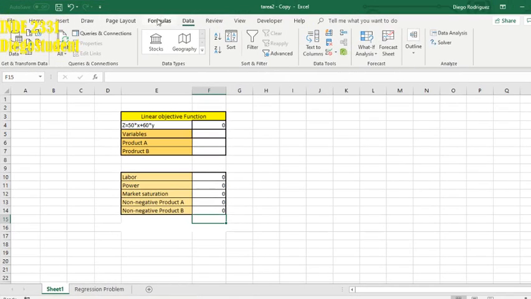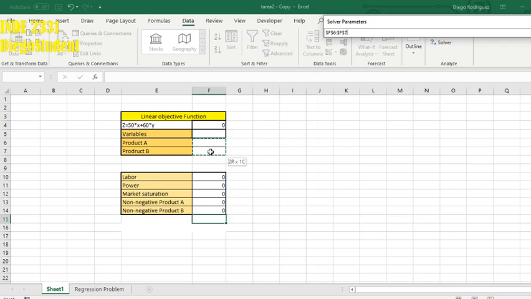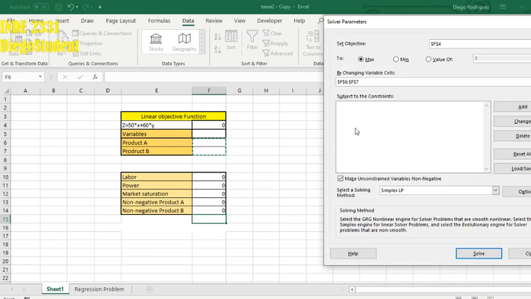So we're gonna go to data, solver, and I already had this, but let me erase it. Okay, so set objective, you're gonna put here the objective function that you wrote here. And then you're gonna put the variables that you want to find out, these two.